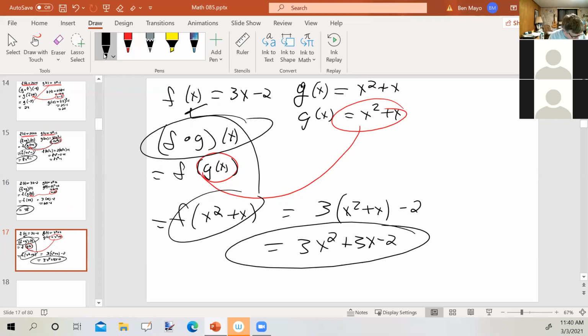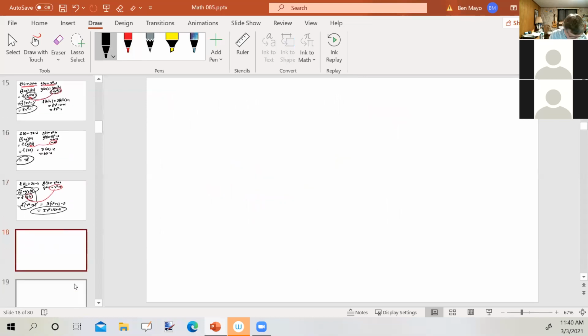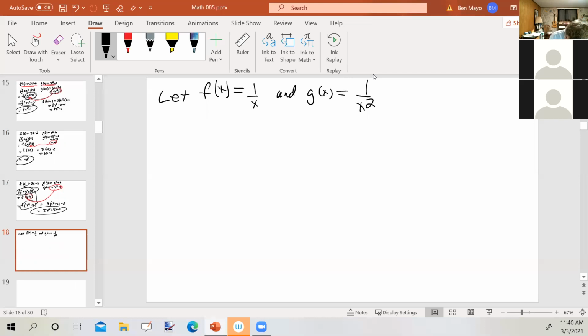All right, let's look at some that are a little more tricky to deal with. Let f of x equal 1 over x and g of x equal 1 over x squared. Let's find g composed with f of 1/3.